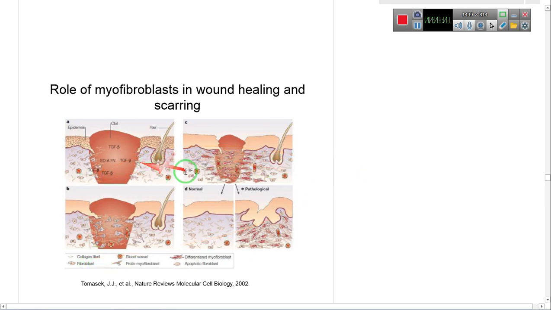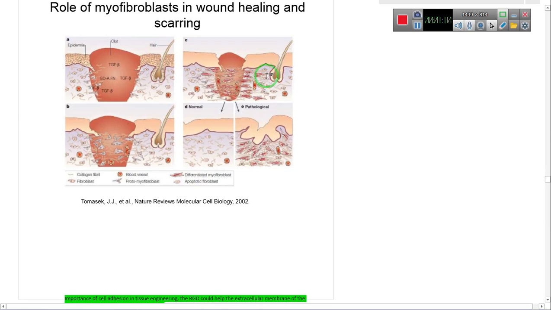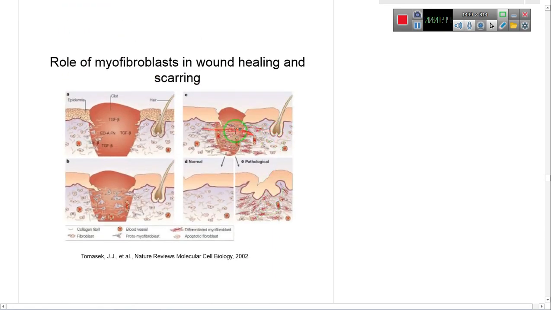the fibroblasts will migrate here and they will differentiate to the so-called myofibroblasts by the help of the growth factors that I can show you here. Just imagine we have the fibroblasts, and when they feel the mechanical tension, they will first differentiate to the so-called proto-myofibroblast, and in the presence of the growth factors such as TGF beta 1, they will differentiate to the final myofibroblasts, which are highly contractile, and they are responsible for applying the force in order to close the wound that we have here.